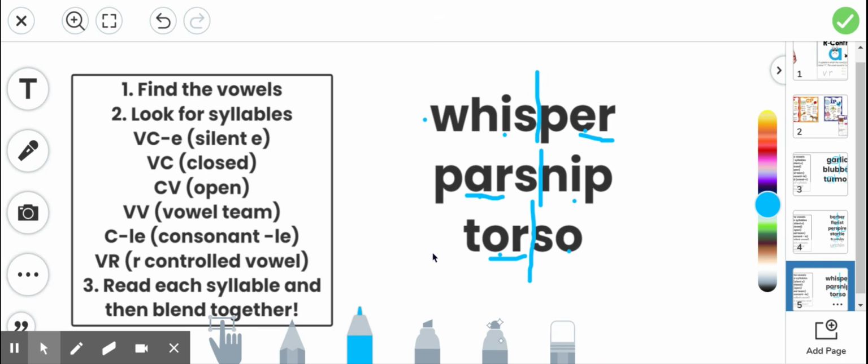When you get back into Seesaw, you are going to see 12 multisyllabic words, and you will need to separate them into syllables and use the microphone to read them aloud. All of the words will have an R-controlled vowel, so make sure to look for it. I can't wait to see your work.